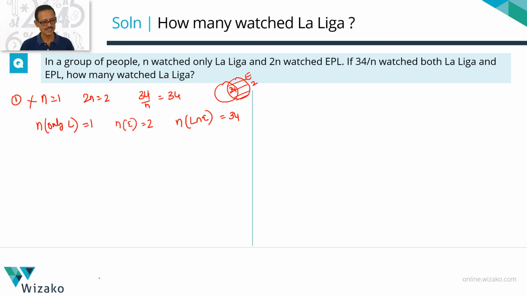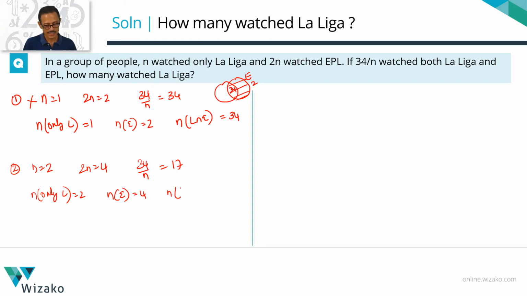I presume you guys have done it. Let's look at the second part, n is equal to 2. 2n is equal to 4, and 34 upon n is equal to 17. In the context of this question, n equals 2 will be n of only L, that is equal to 2. n of E is equal to 4. 34 upon n is n of L intersection E, that is equal to 17.